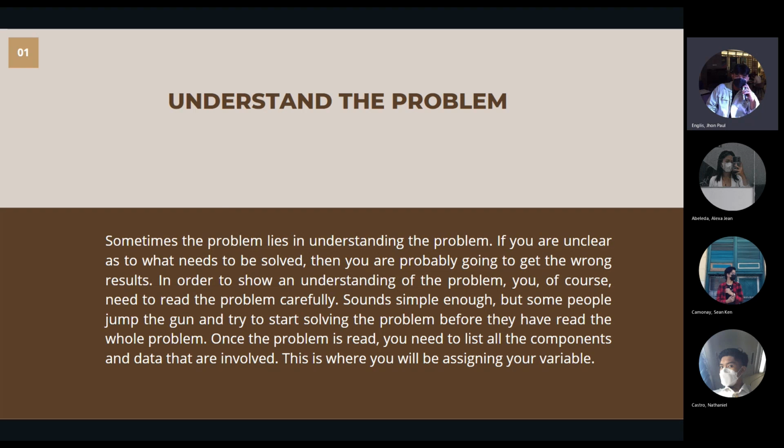Nearly 100 years ago, a man named George Polya designed a four-step method to solve all kinds of problems. Understanding the problem, make a plan, execute the plan, and look back and reflect. Because the method is simple and generalizes well, it has become a classic method for solving problems. So I would like to call Mr. Sian Ken Kamonay to explain the devise a plan.